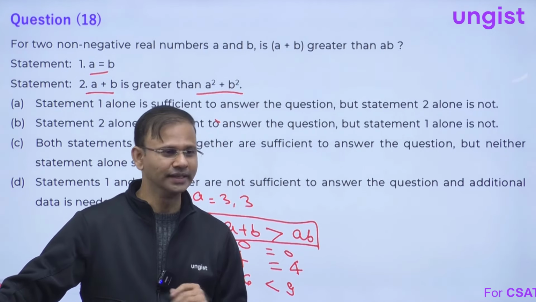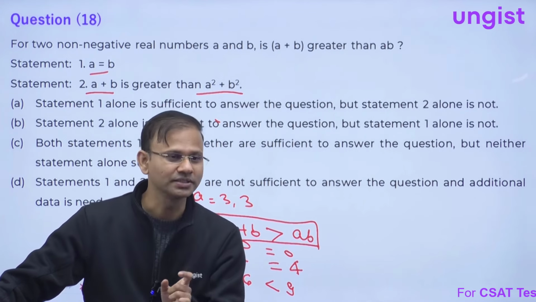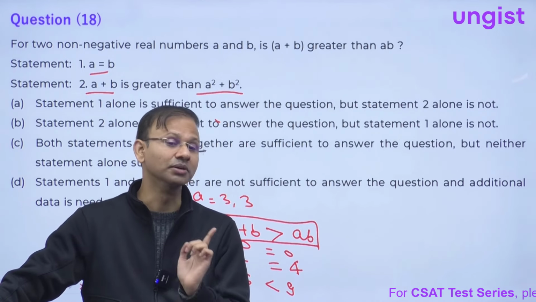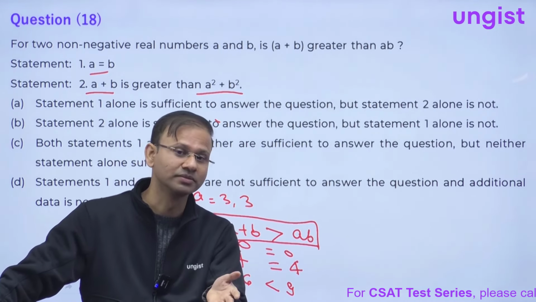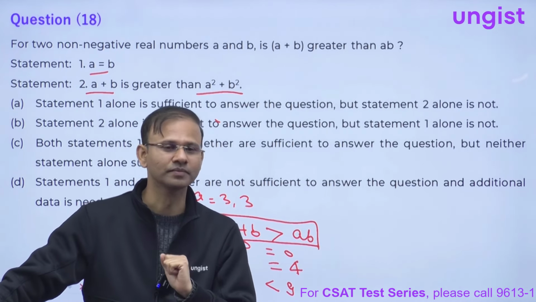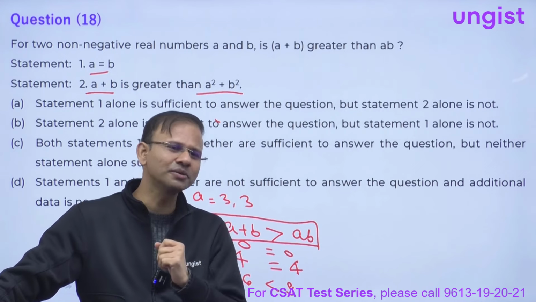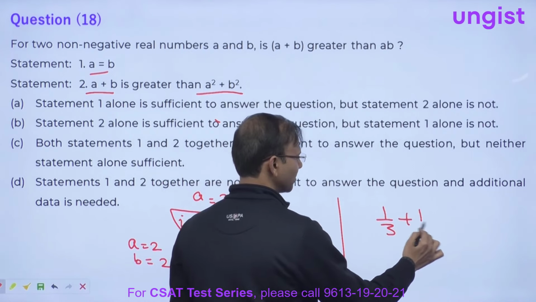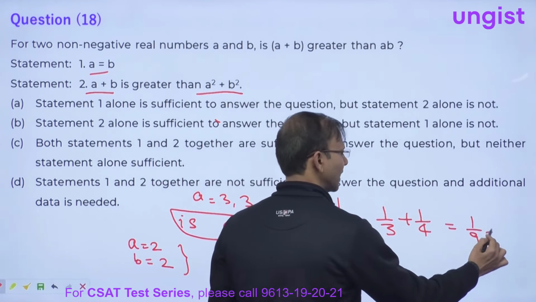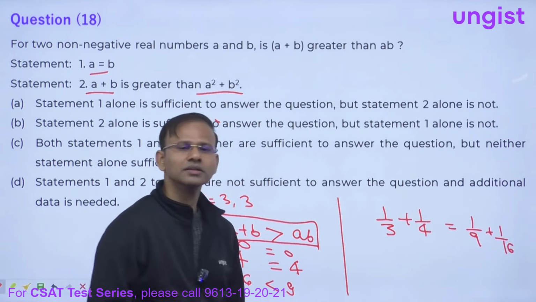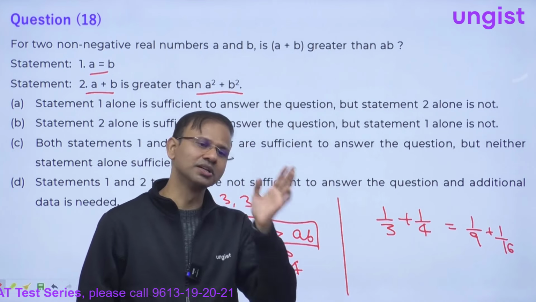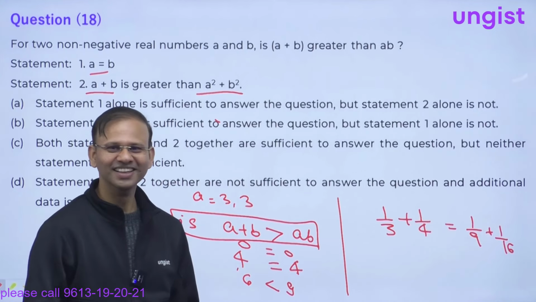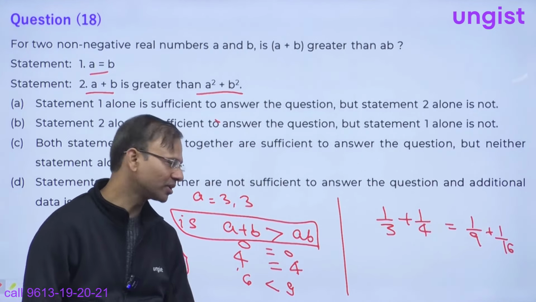Guys, initially I told you that you have to respect each and every word in the question, right? The question is saying they are two non-negative real numbers. What is a real number? A real number can be a fraction also, guys. So if I take one number as 1 by 3 and the other as 1 by 4, then their squares will be 1 by 9 and 1 by 16. The square of a fraction is always less than the original number.